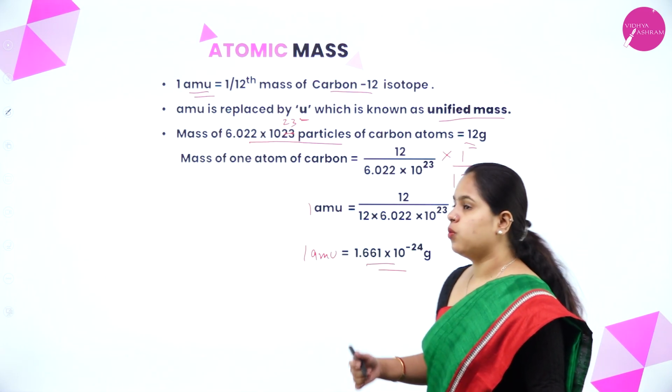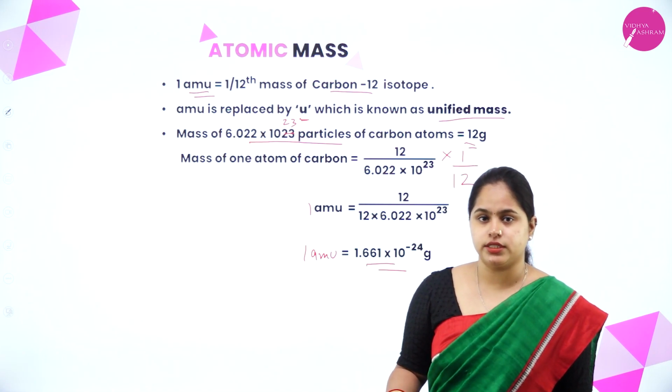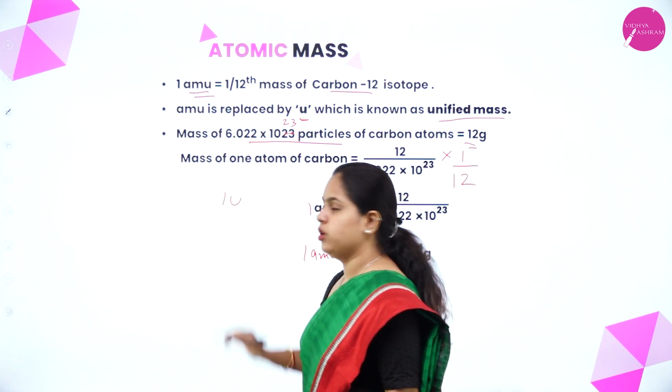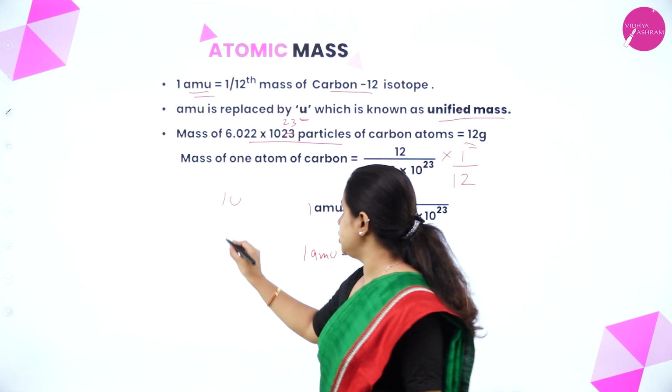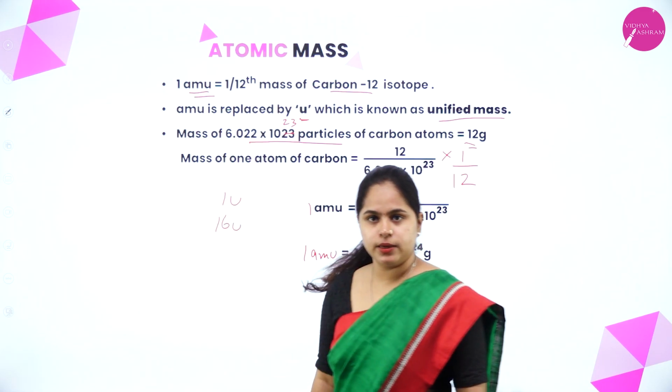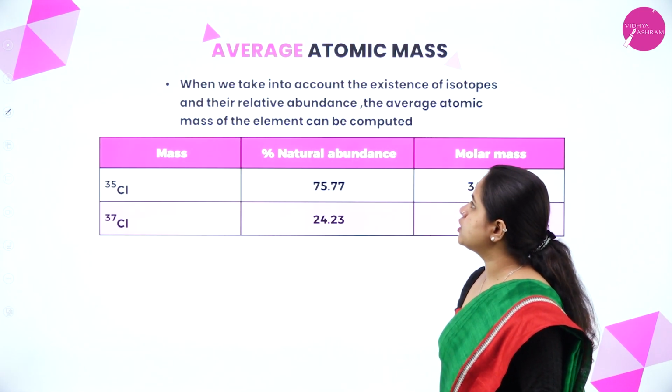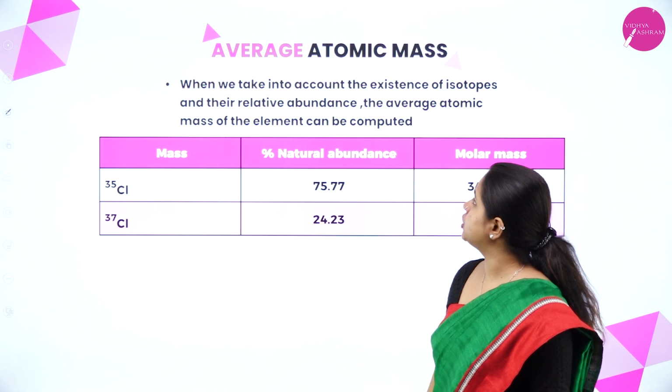So what is the atomic mass of hydrogen? You can say 1 U. What will be the atomic mass of oxygen? It is 16 U, right? I hope till here it is clear. Now let's move on to the next part, that is average atomic mass.